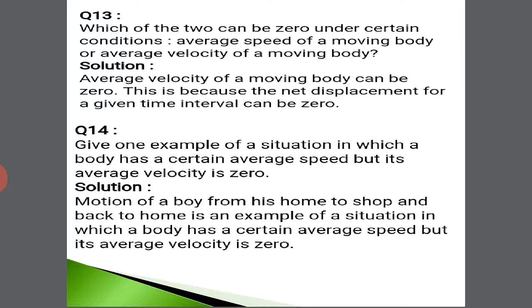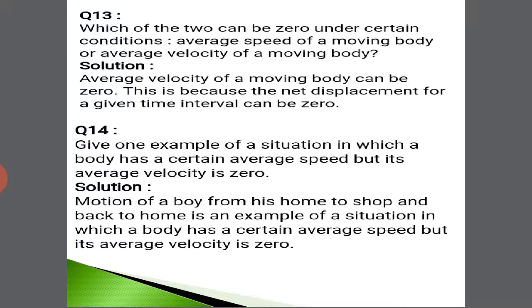Which of the two can be zero under certain conditions? Average speed of a moving body or average velocity of a moving body? Average velocity of a moving body can be zero. This is because the net displacement for the given time interval can be zero.